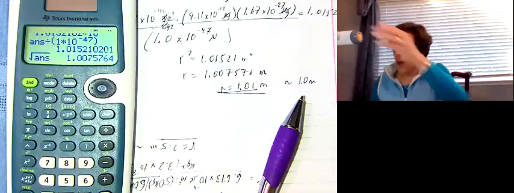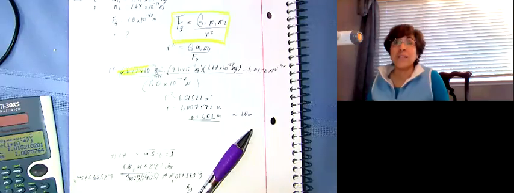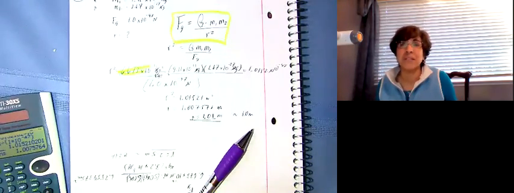And that's it. Okay, so again, this was just another example of how we use the equation of gravitational force, which is using the gravitational constant times m1 times m2, all divided by the square of the distance between them.